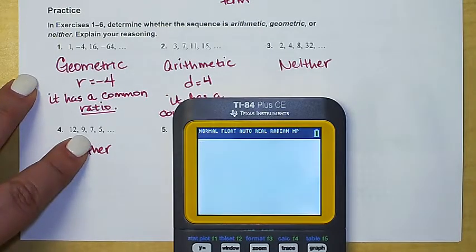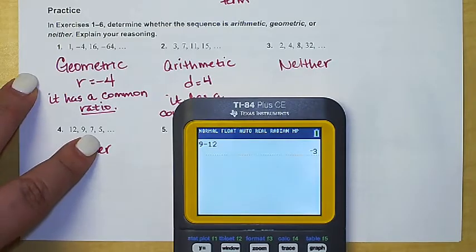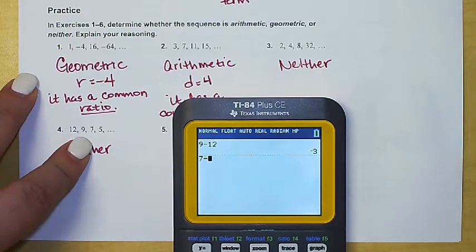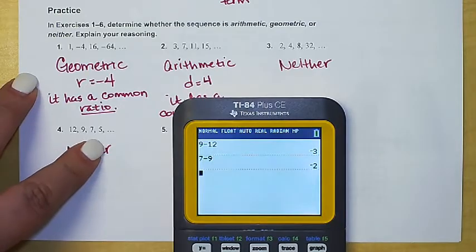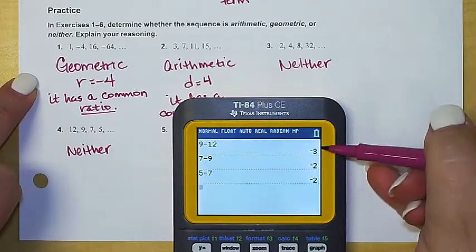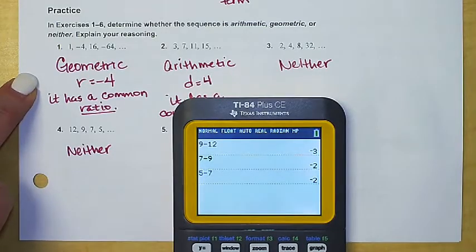And then when we looked for a common difference, 9 minus 12 is not the same as 7 minus 9 either, or 5 minus 7 for that matter. Sorry. So those are not the same every time. So this is neither. This first one was different than the other two.